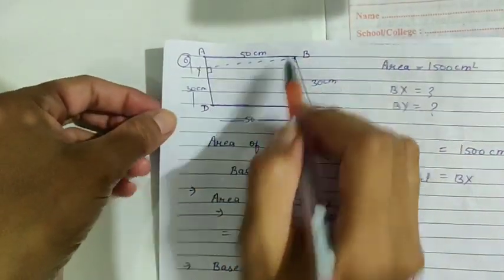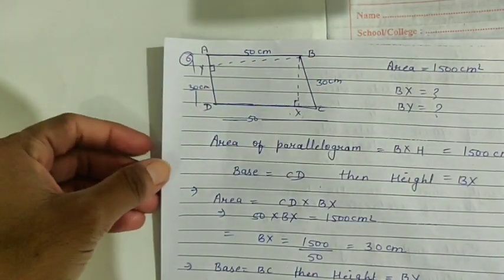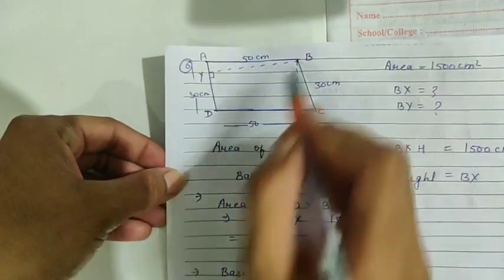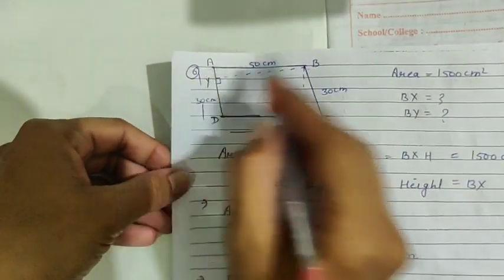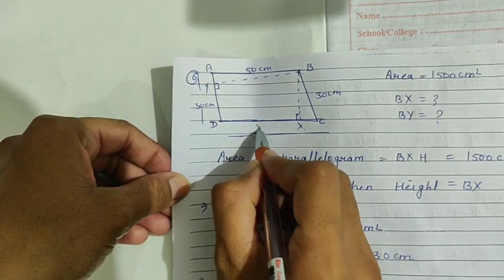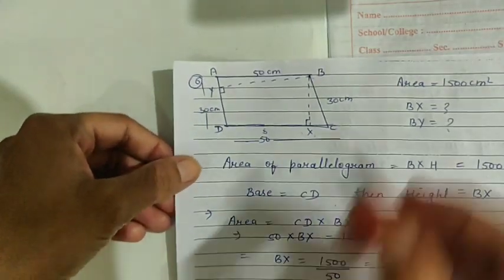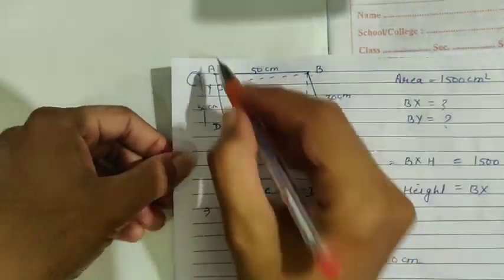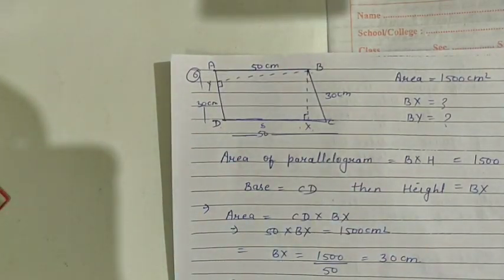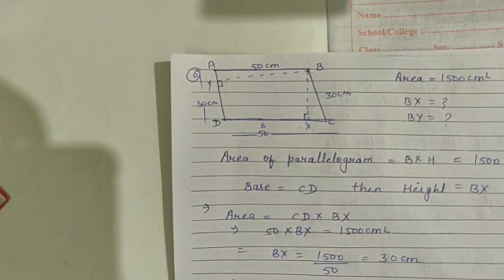If AB is 50 centimeter, okay, this is given in the question, AB is 50 meter, then ABCD is a parallelogram, then CD is also equal to 50 meter, and BC is 30 centimeter, then AD is also equal to 30 centimeter, because opposite sides of a parallelogram are equal in length.